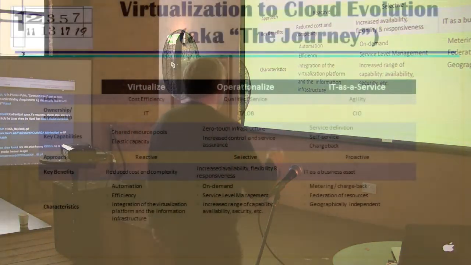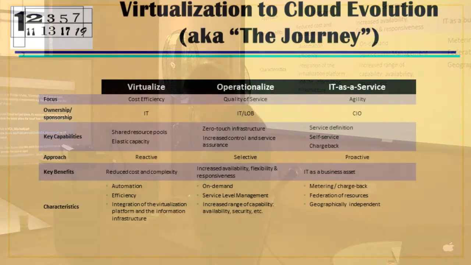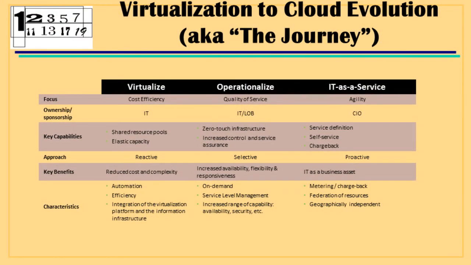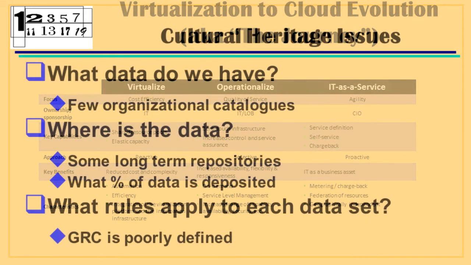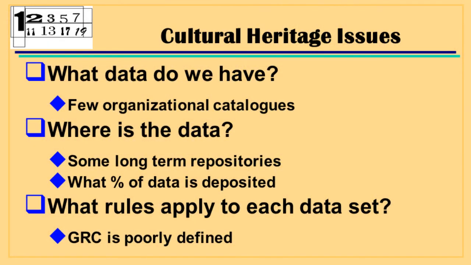The journey. You start off by virtualizing, because that's cheap. Then you knock out the silo walls. Got silo in, that's on the plank we're going out. To go to operationalize quality of service, and then you can start going to IT as a service to start to use the cloud. These slides will be available with full notes underneath if you want to get a bit more on this. So, what are the things that we need to know about?